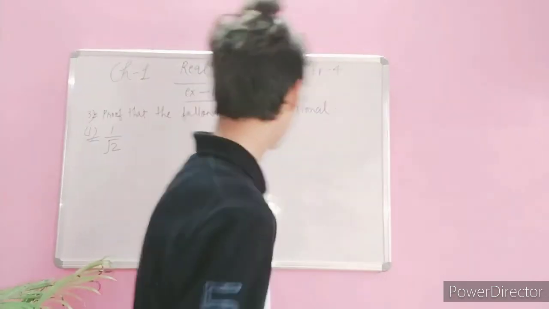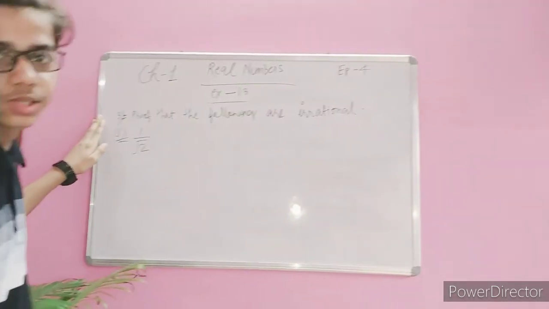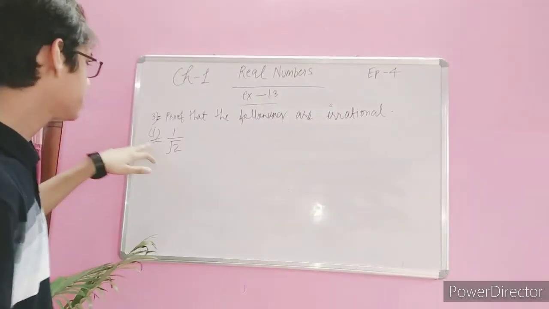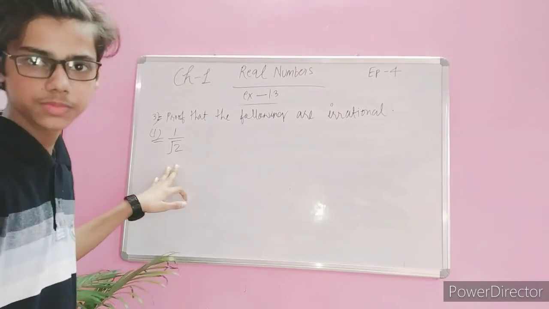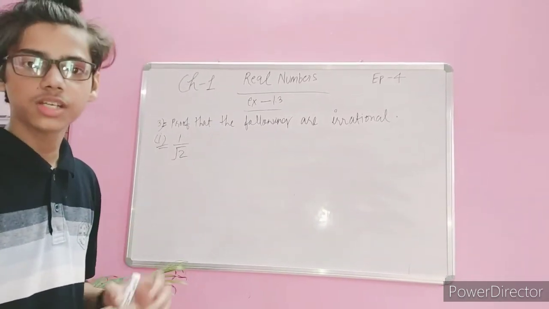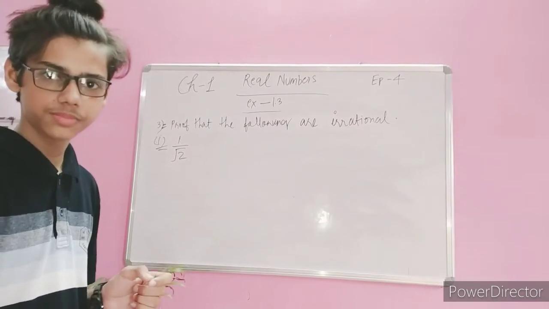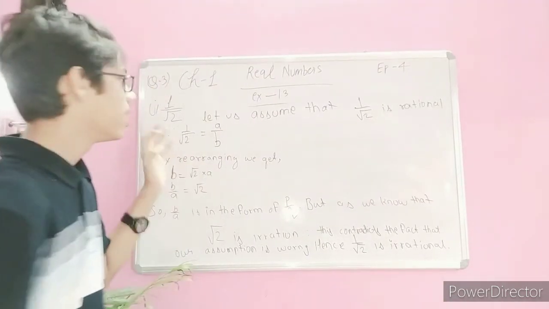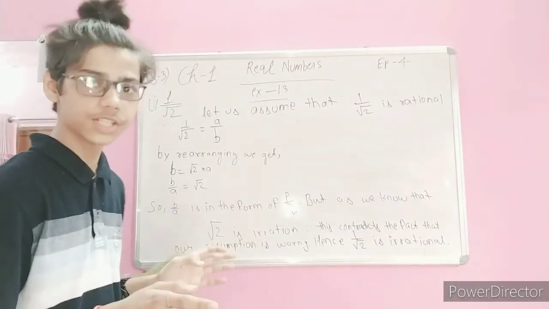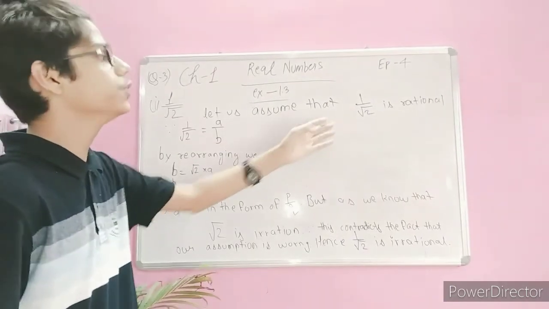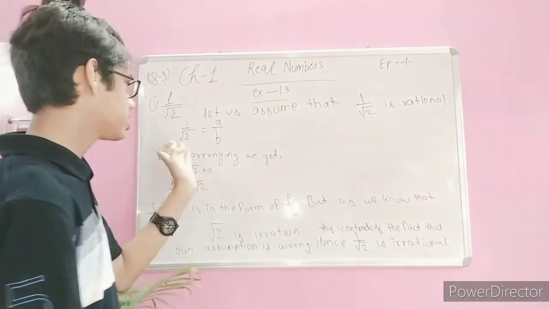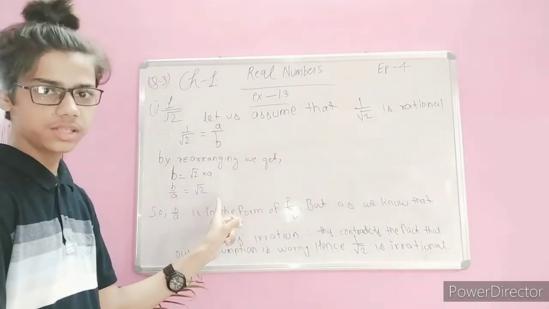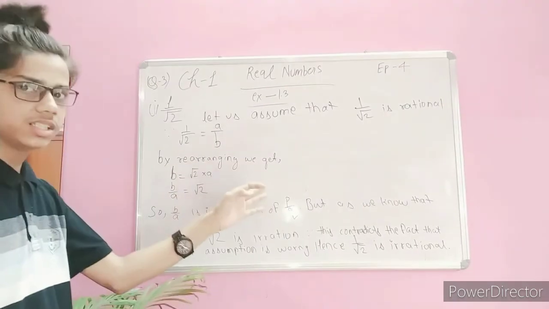Anyway, let's start. Here is the third and the last question, which is prove that the following are irrational. Here is the first question, which is 1 upon root 2. There are two such questions which you guys are solving by yourself. So let me explain this question to you. Here we will use the same method, which is contradiction method. So let us assume that 1 by root 2 is rational, then the same method, but we are also not going to square this one. We will simply rearrange this.